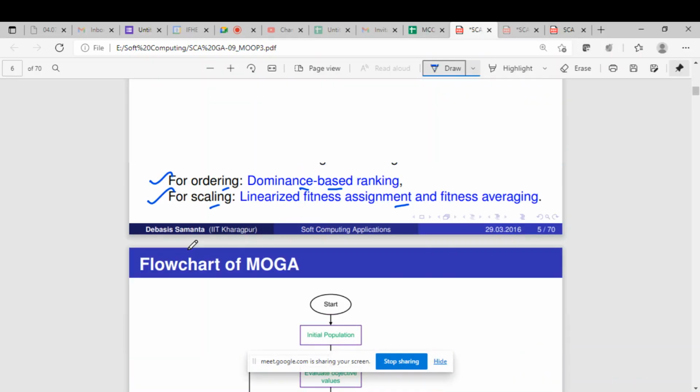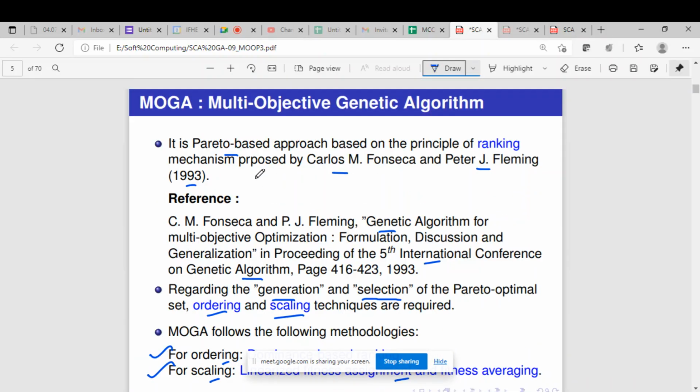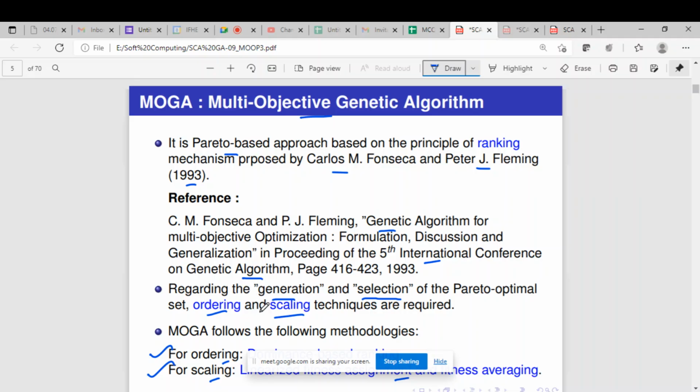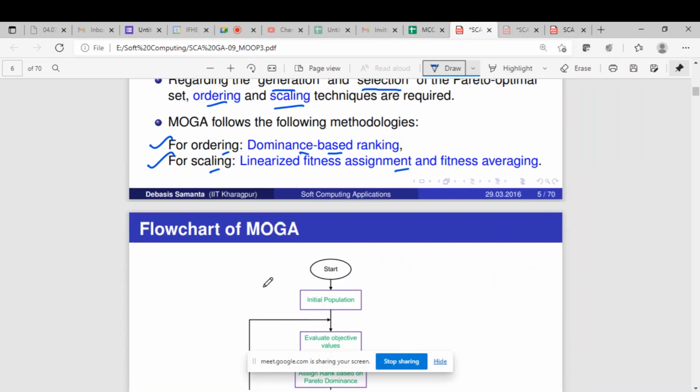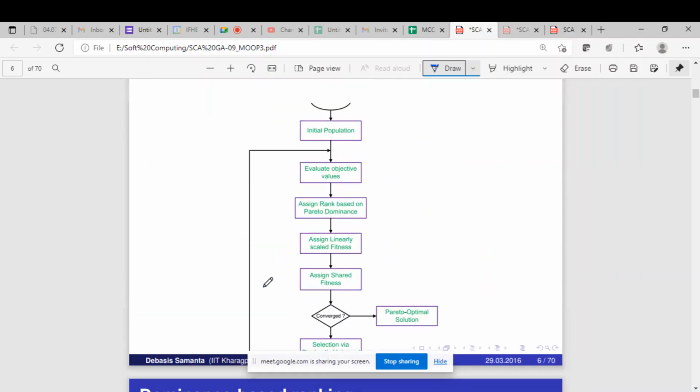So what you have to understand is the difference between the normal genetic algorithm and MOGA: it does ordering and scaling for selecting and for generating the population. What is ordering, what is scaling, all those things we'll discuss.